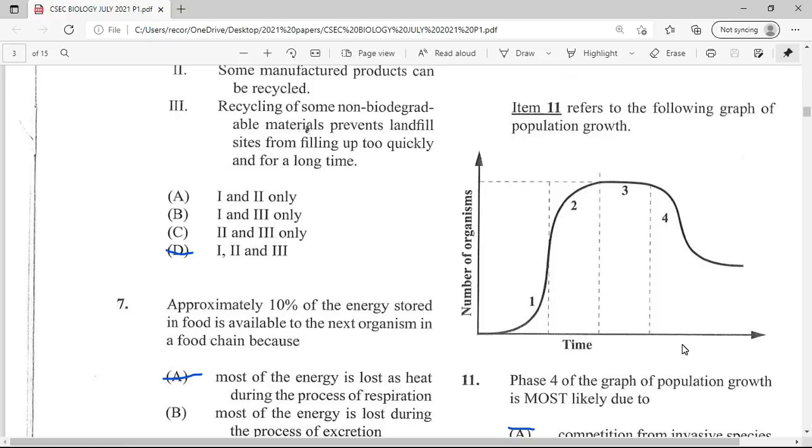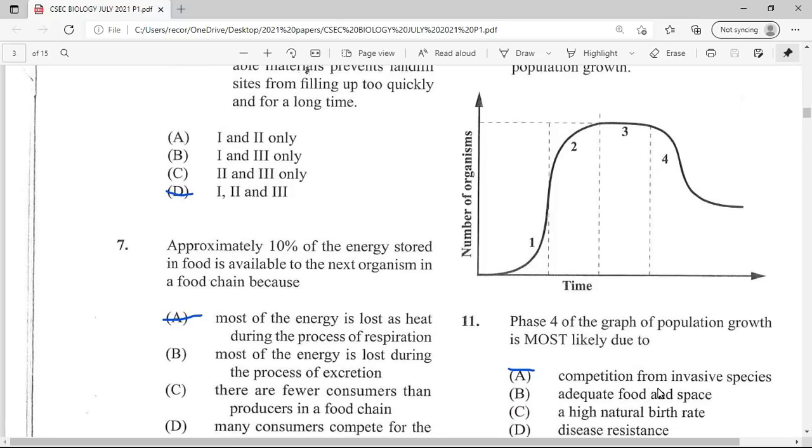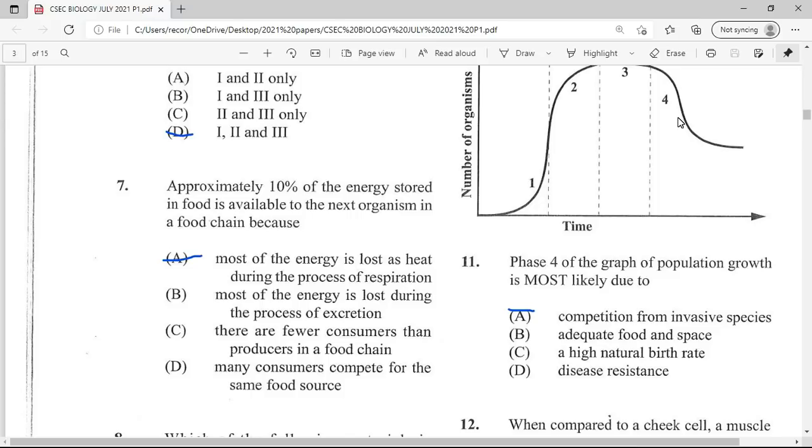Let us look at the question. Phase 4. So we're looking at this final phase of a population graph. It is most likely due to what? Competition from invasive species. Now, if you look at this, we are having dying off, so the graph is now going in the opposite direction. It's now going down. Once you're having this, it tells you that you're having competition, or might I say, the big broad topic here is that you're facing environmental resistance. If you're having competition, if you're running out of food, if you have disease, if you don't have enough water, all of those are forms of environmental resistance. So A is going to be the most adequate answer.